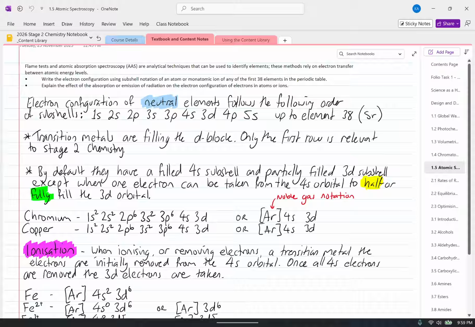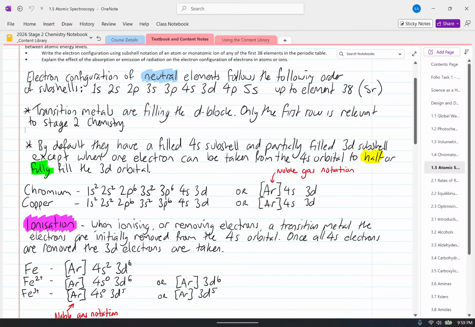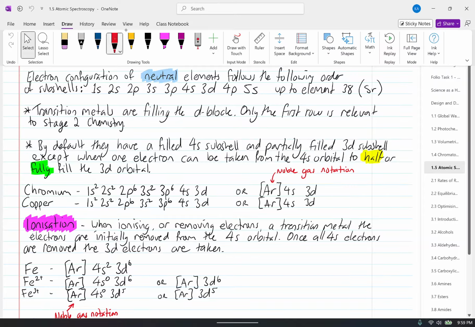Now, for those transition metals, it says here, or I wrote, by default they have a filled 4s subshell and a partially filled 3d subshell, except when one electron can be taken from the 4s orbital to either half fill or fully fill the 3d orbital. So what I've done here is I've gone into the two exceptions to just gradually filling the subshells bottom to top, and we've got them just here.